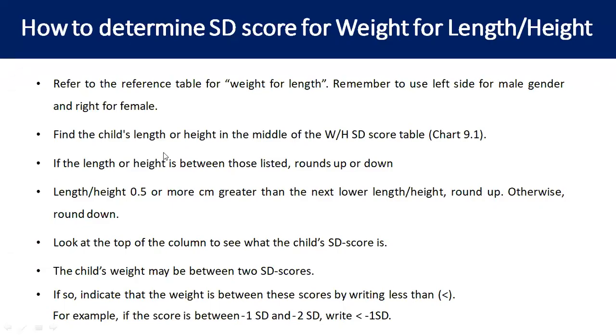So how to determine the SD score for weight for length? Now you have the weight, you refer to the table for weight for length. As I said, left side for the male gender, right for the female. Find the child's length or height in the middle of this table. If the length or height is between those listed, you have to round it. As we know, if it is 0.5 or more, then round it to the higher number, and if it is less, then round it to the lower height. Look at the child's SD score for weight.